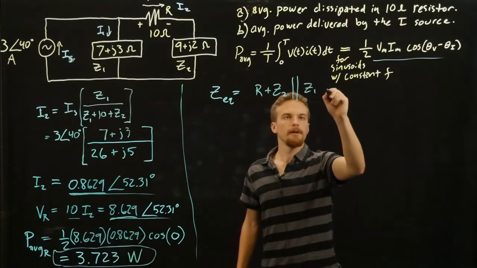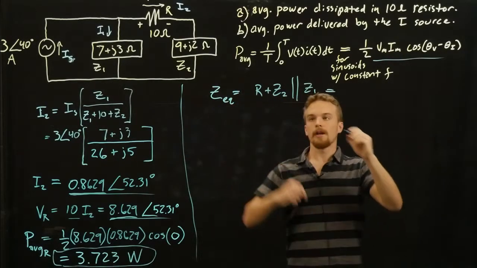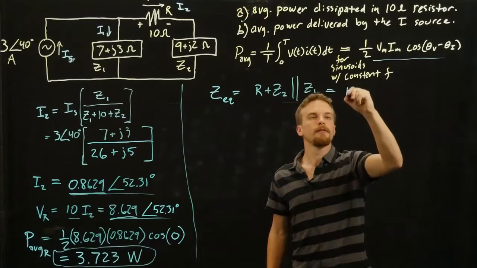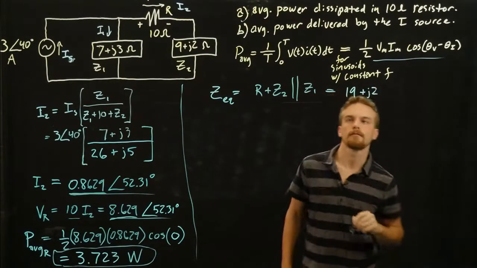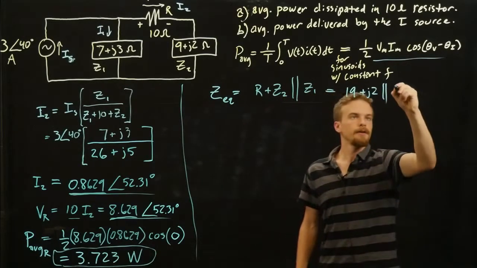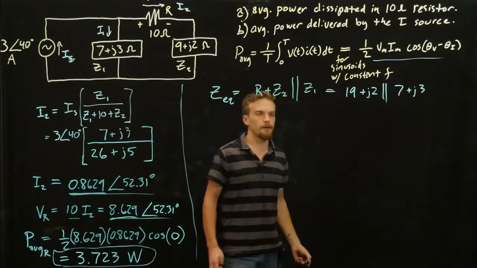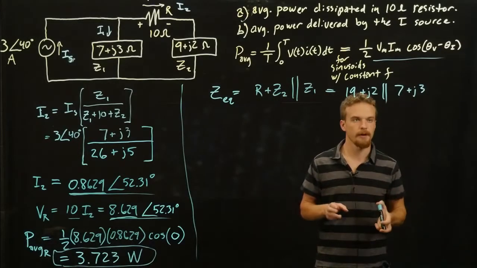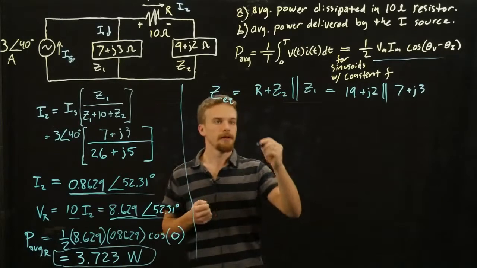Could we keep this going a little bit? What is R plus Z2? It's 19 plus J2, right? We just add the real parts together. That in parallel with Z1, which is 7 plus J3. Okay, so also the little trick we know from when we have two resistors in parallel will work for here. We take the product over the sum to get the equivalent.